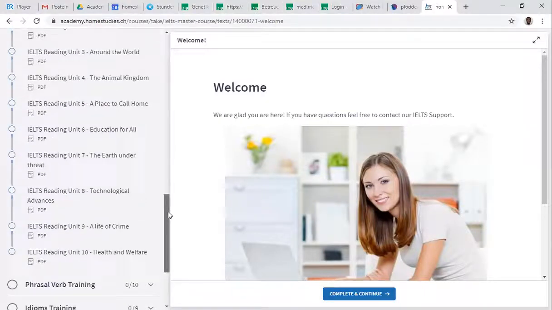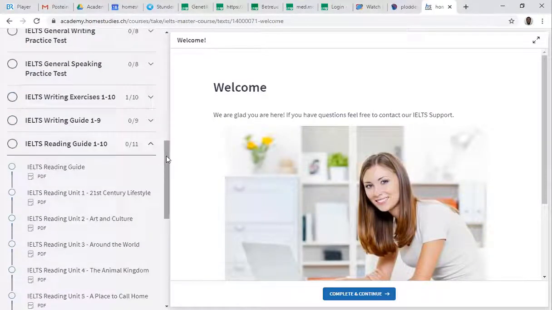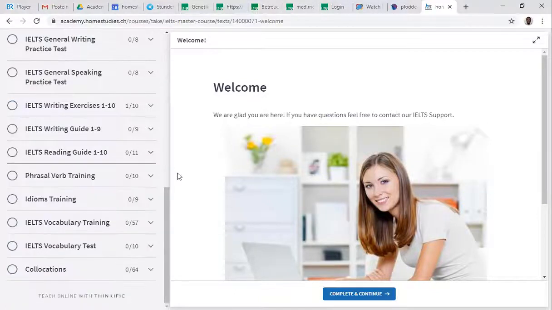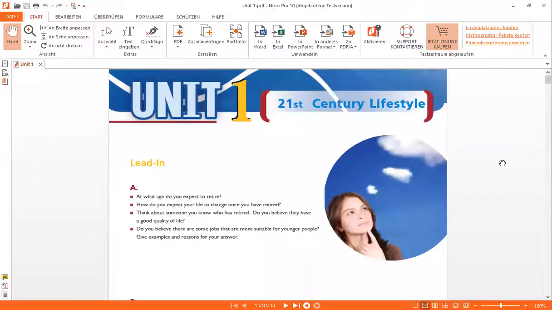We're going to take a look at all these units to prepare you for the IELTS reading, both academic and general, because you will need the same skills when it comes to taking both reading parts of both exams. All right, so what are we going to take a look at today?